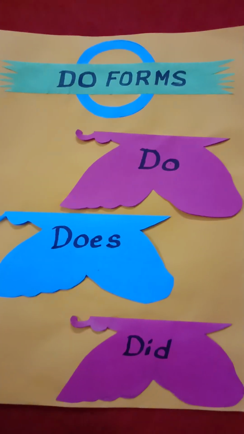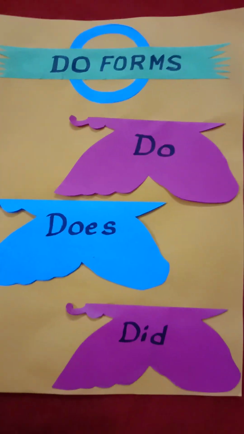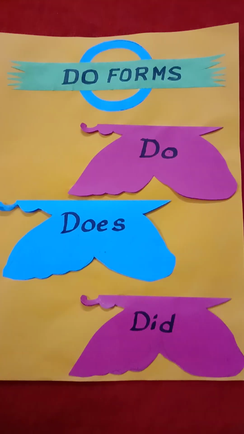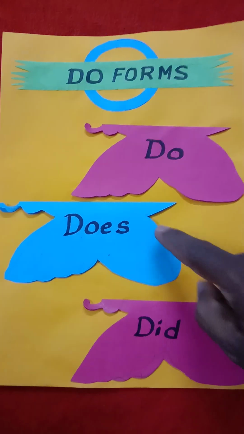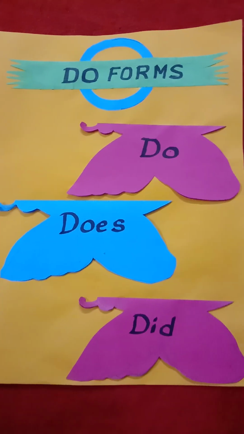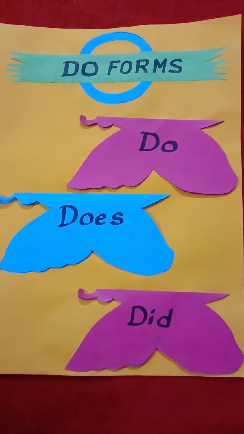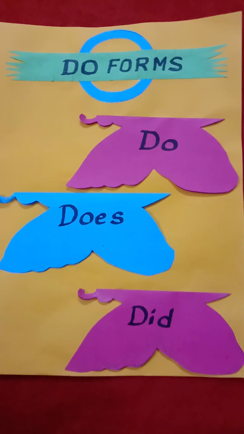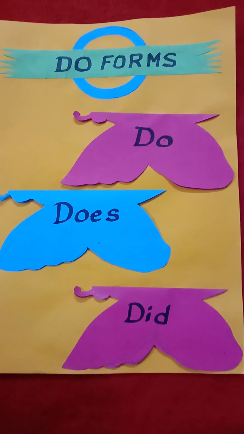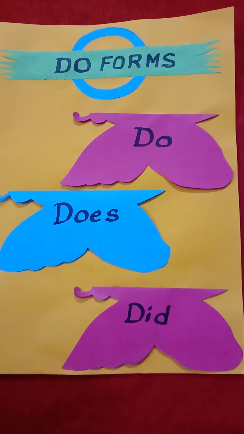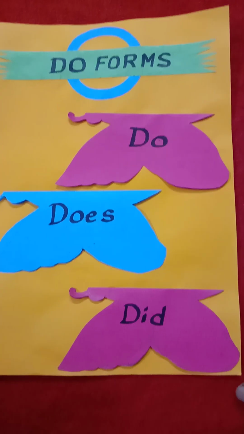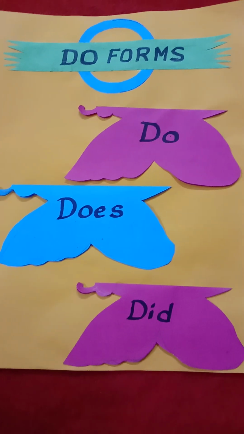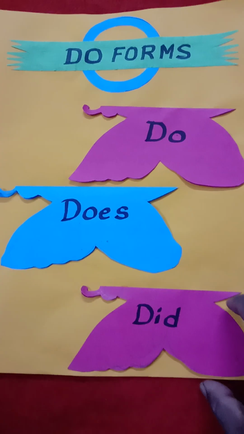This is the simple activity for learning language. Do forms: do, does, did. These are called do forms. There are different auxiliary verbs we use in different tenses and different types of sentences also. So let us know how we use these auxiliary verbs.